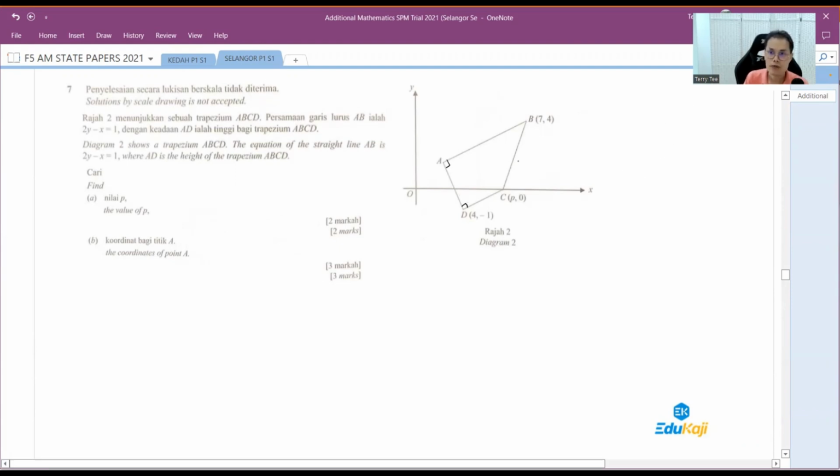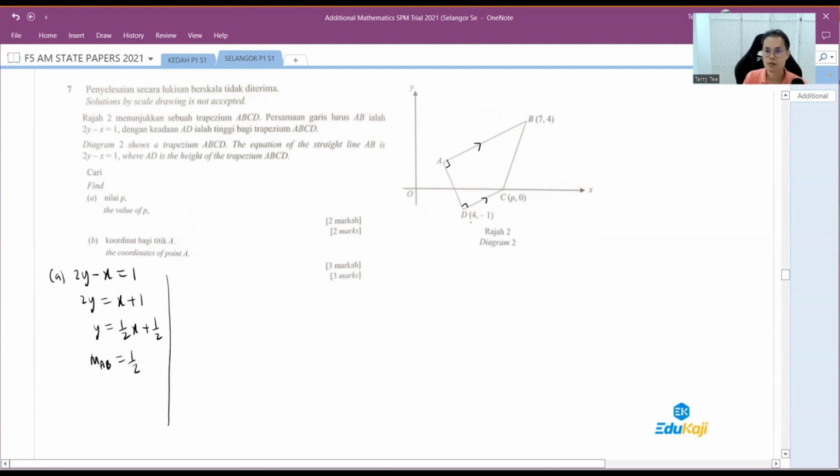So you're supposed to find the value of p. Now, since it's a trapezium, these two are parallel, so we can find the gradient of AB and the gradient of DC. The equation of straight line AB is already given as 2y minus x equals 1. To find the gradient of AB, we change this to y equals mx plus c. My y is now half x plus half, so my gradient of AB is just half.